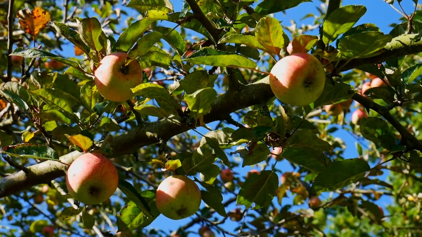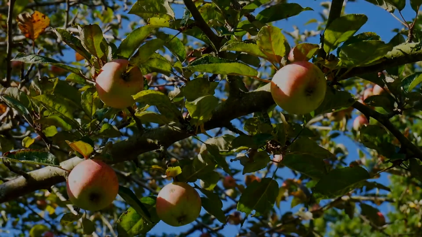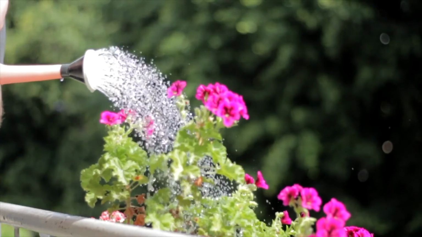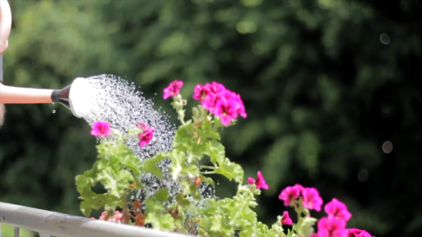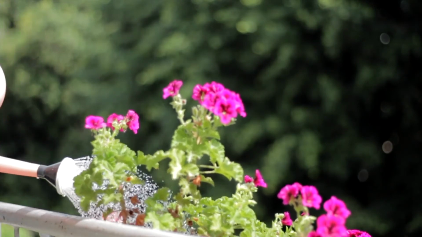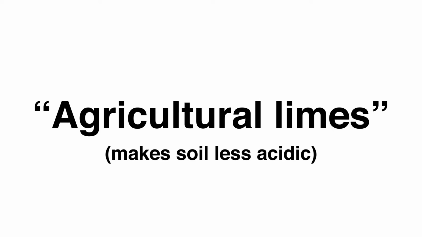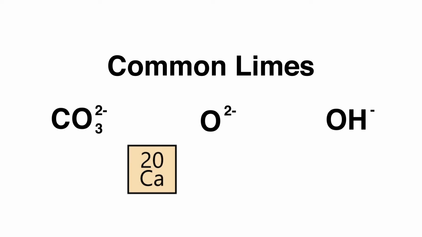Unfortunately, pH often changes by itself, tending to become more acidic over time due to the release of plant waste. Gardeners or farmers often have to intervene in the acidity of their soil to maintain the ideal growth of their plants. This is done with agricultural limes, which are chemicals that help increase the pH of soil. Some common limes include carbonates, oxides, and hydroxides of calcium or magnesium.